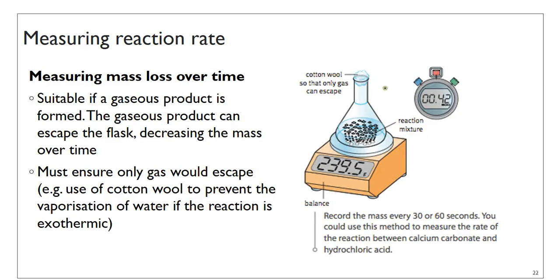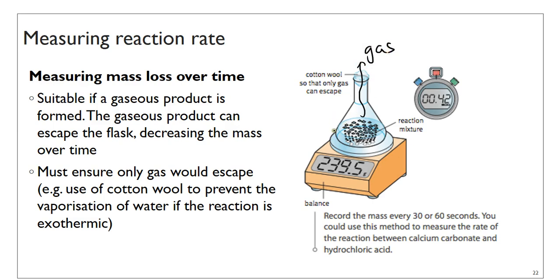This is another method also used for reactions that release a gas, but instead of measuring the amount of product being formed over time, this one is measuring the amount of reactant that is consumed over time. Basically, if there is a gas product, it's going to escape the conical flask if you don't have a cap on it. And if it does that, it's going to decrease the mass of the reaction mixture over time.